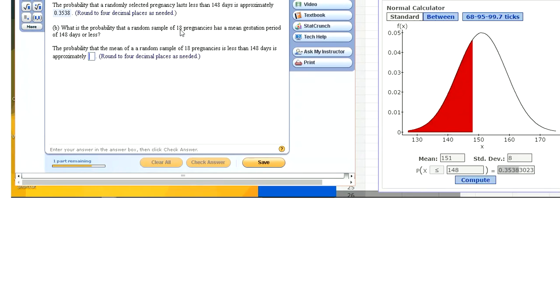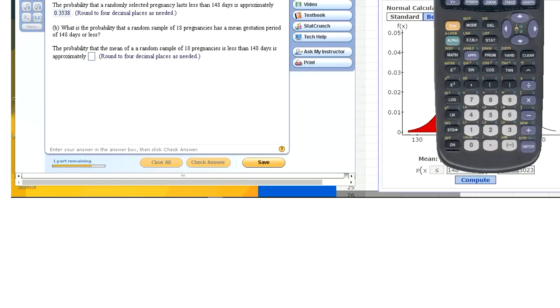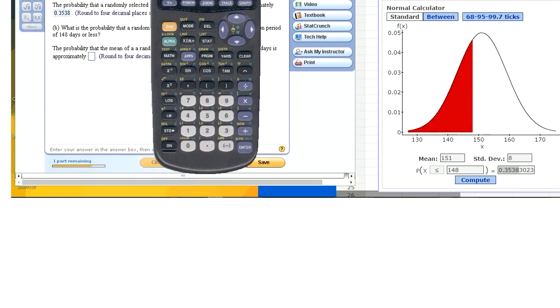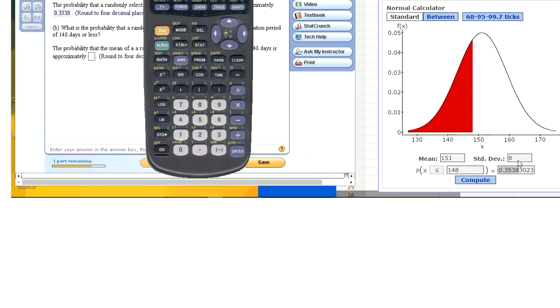Beautiful. Now we're doing a random sample of 18. So when you do a random sample of 18 and the probability that the sample mean is less than 148, the standard deviation is not going to be 8 for the sampling distribution. Remember, the sampling distribution has a standard deviation of 8 divided by the square root of the sample size. So this is going to be the standard deviation on my sampling distribution.